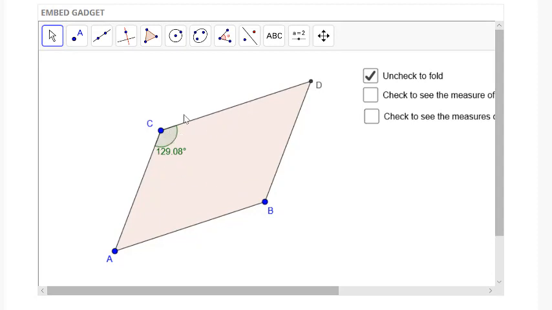Here I have a parallelogram, and I want to show that opposite angles are the same. If I uncheck it to fold it, it folds in half. I can check to see if the measures are the same, and they are. I can also do the other measures and see that those are also the same. Opposite angles are the same.